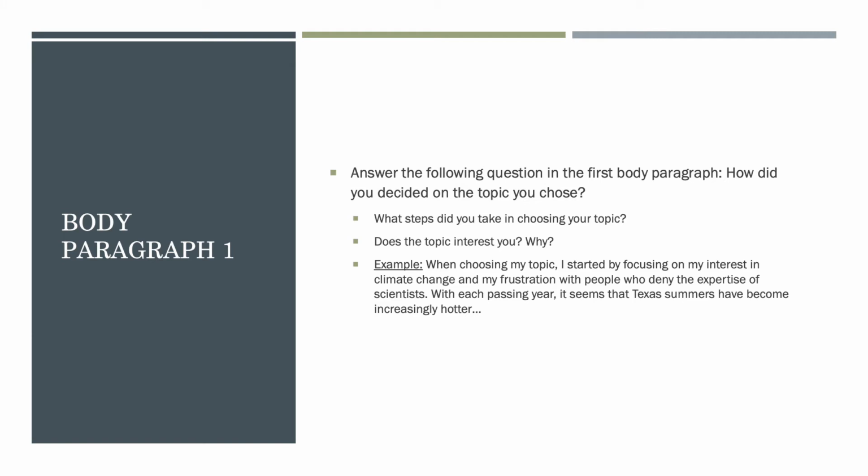In the first body paragraph, you will need to answer the following question. How did you decide on the topic? The paragraph can explain both your interest in the topic and what steps you took to decide. Essentially, the paragraph will need to explain your process to the reader. To help you get started, you can use the following example as a model. When choosing my topic, I started by focusing on my interest in climate change and my frustration with people who denied the expertise of scientists. With each passing year, it seems that Texas summers have become increasingly hotter.